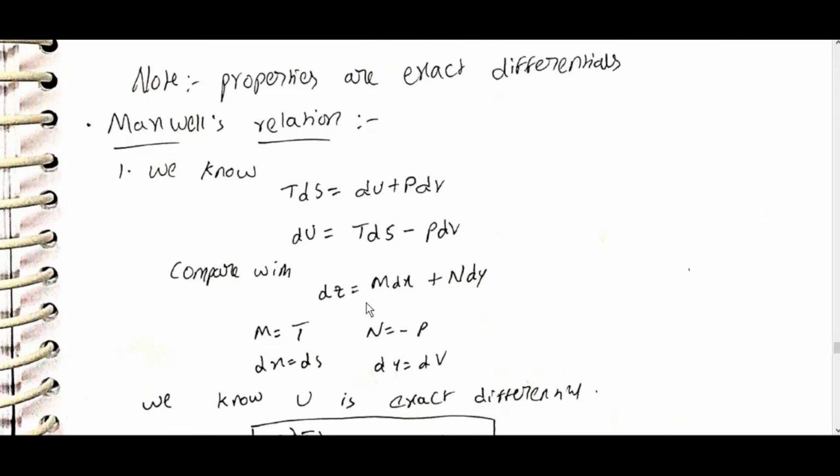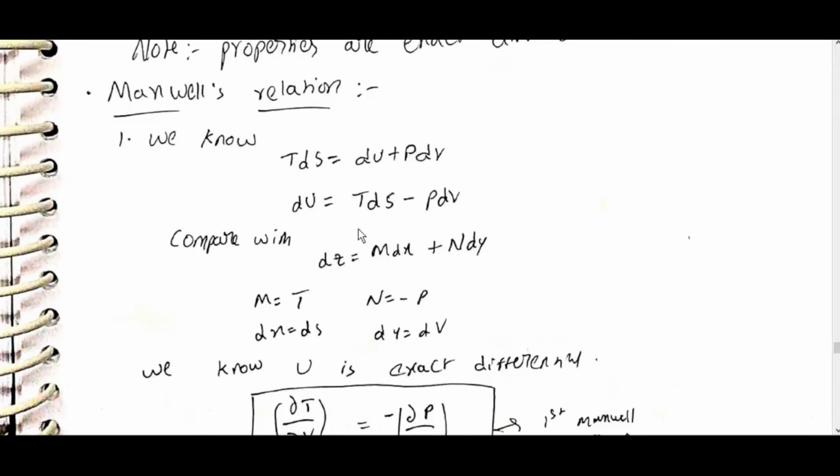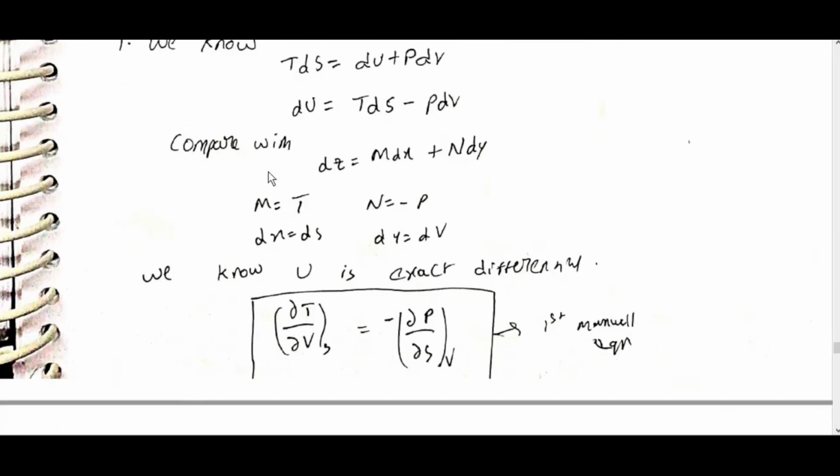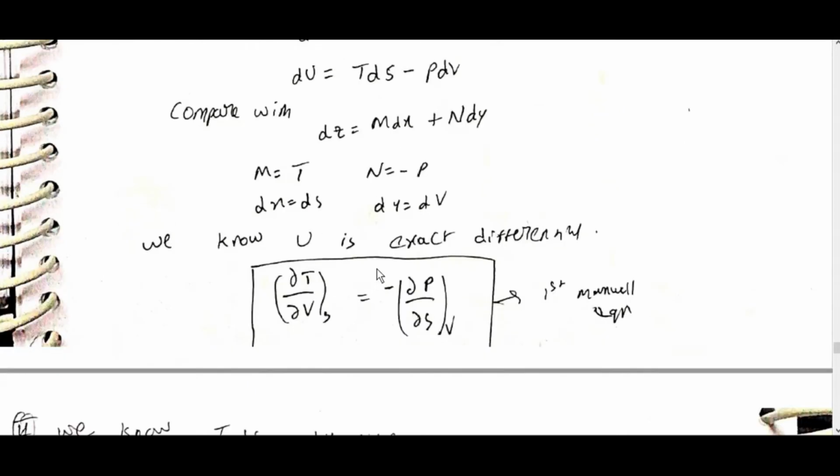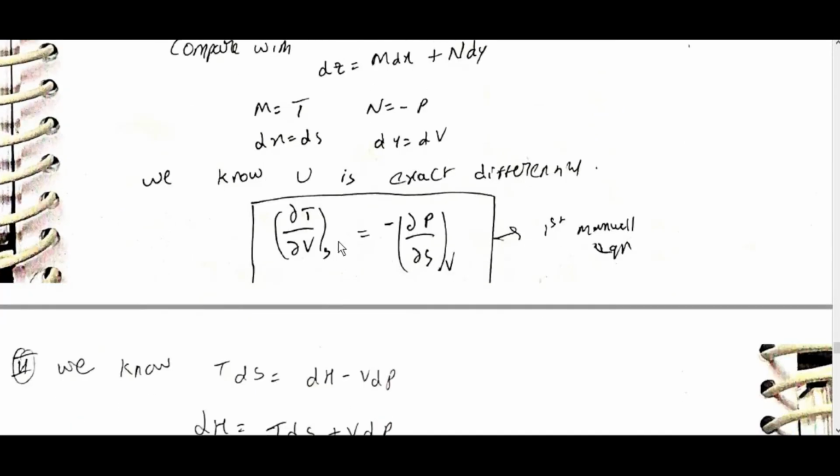Maxwell's relations. We know TdS is equal to du plus pdv. Du is equal to TdS minus pdv. Compare with dz is equal to M dx plus N dy. M is equal to T, N is equal to minus p. Dx is equal to ds, dy is equal to dv. We know u is an exact differential. Dou T by dou v is equal to minus dou p by dou s at constant volume.